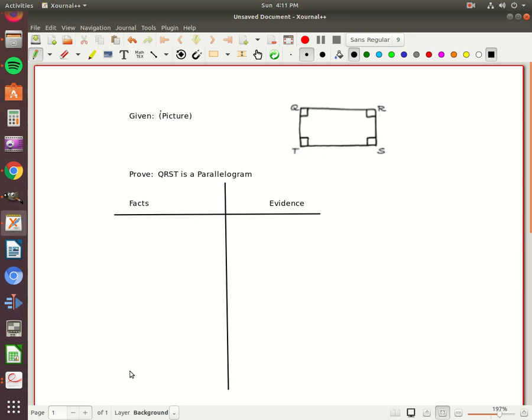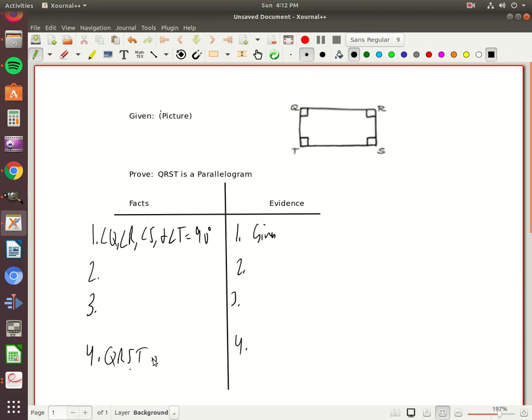Alrighty. So here's where I think we should start. Angle Q, again, hopefully you've already paused the video. Angle R, angle S, and angle T equal 90 degrees. That's given. And we don't know step 2, we don't know step 3, but we do know that step 4 is going to say QRST is a parallelogram.